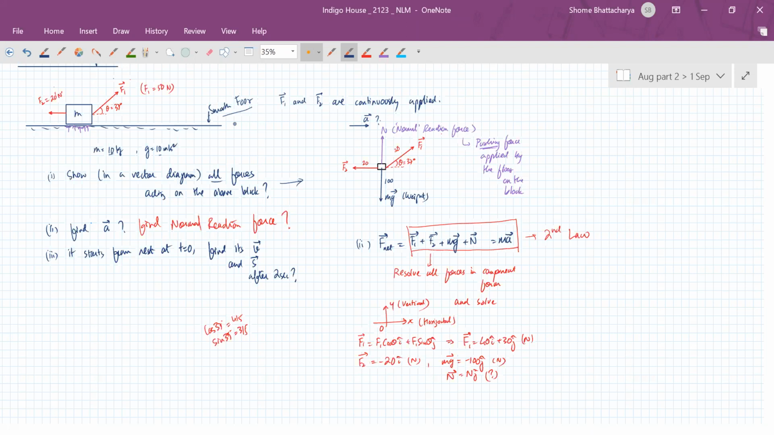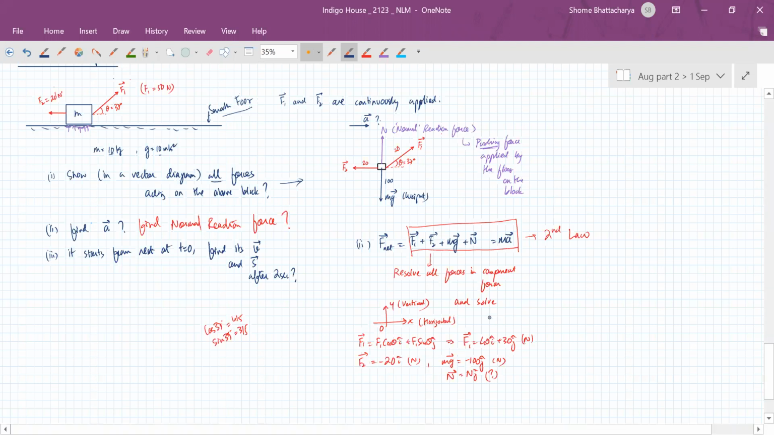So that means it will remain in contact with the ground and move horizontally only if I get a non-zero value of N. I mean a positive value of N. And you can see here that has to happen because mg is 100 newton and F1 is only 50 newton. So there's no way you're going to get a non-positive value of N. So what should be the value of N then? That is what we have to solve for now.